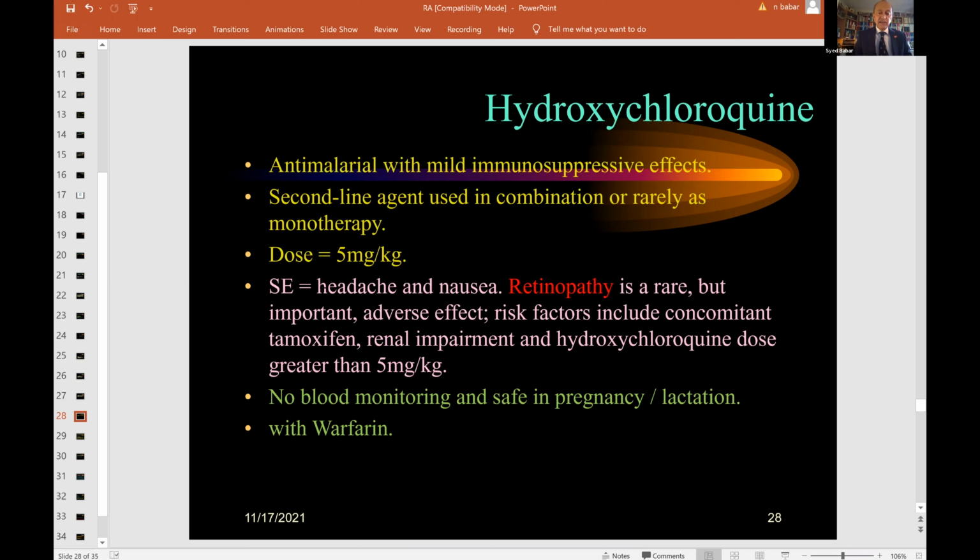The adverse effects and side effects include concurrent use of tamoxifen for breast cancer, renal impairment such as CKD, and it does interfere with their absorptions and also causes renal impairment, particularly if the dose is higher than 5 milligrams per kilogram. This is the only conventional DMARD where blood monitoring is not considered necessary, and it's safe with pregnancy, lactation, and with warfarin.